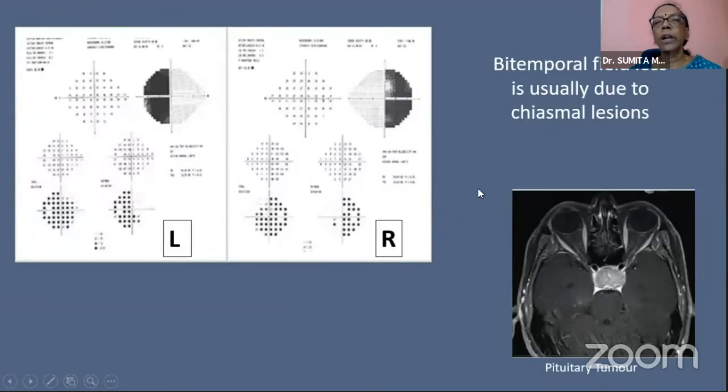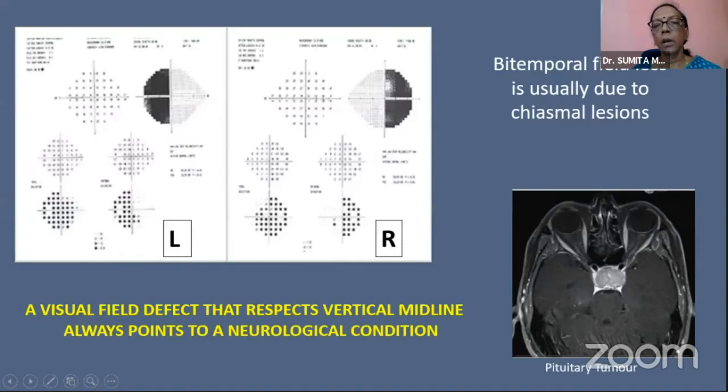The bitemporal field loss is usually due to a chiasmal lesion. This will be obvious if we set aside the two fields side by side and they are respecting the vertical midline. So we can know that it is due to compression by a pituitary tumor. So any defect which respects the vertical midline should give us the hint that it is a neurological defect.